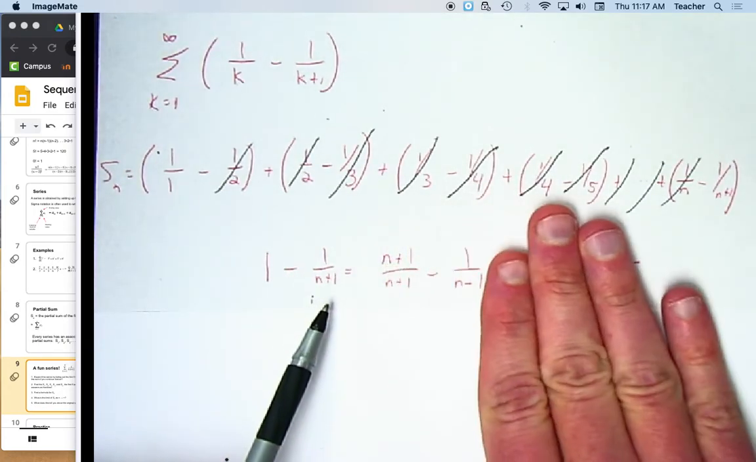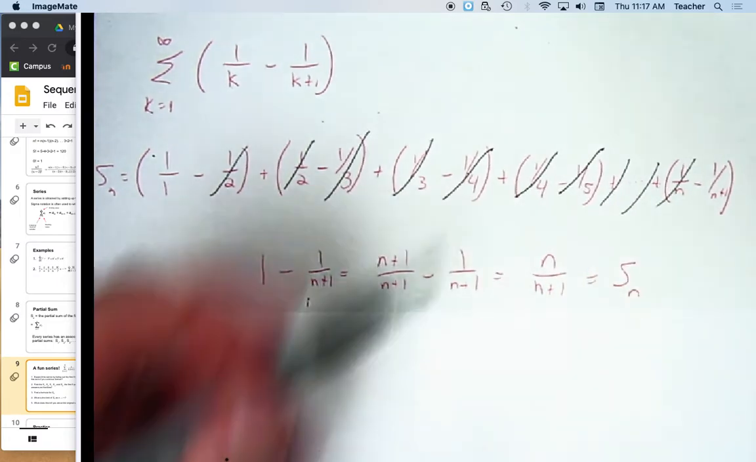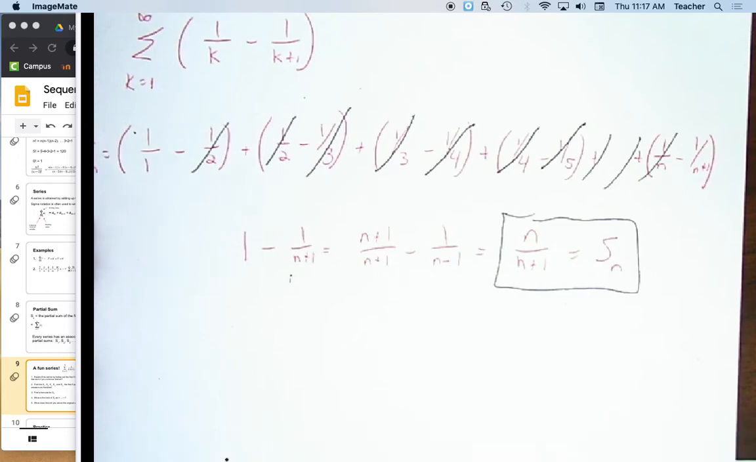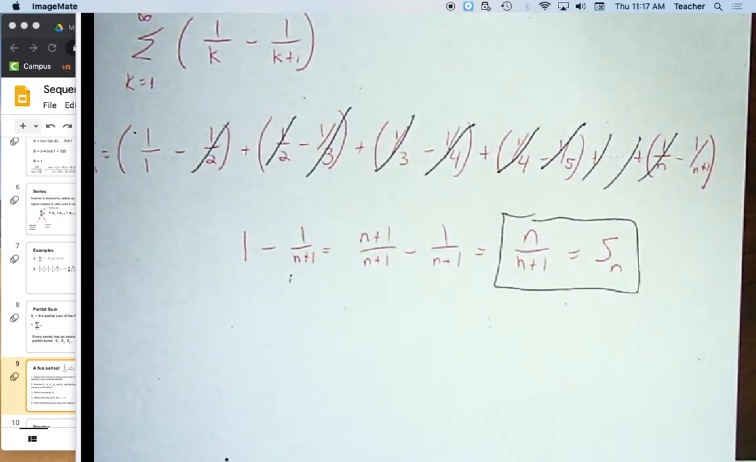If I get a common denominator and simplify, I'm back to the exact same thing I had on the other side: S sub n equals n over n plus 1. So it's a nice little proof of the pattern that we saw first. It also shows you an example of a telescoping series. And like I said, when that pattern comes up, when you write out the first few terms, you notice it and you get what you need.